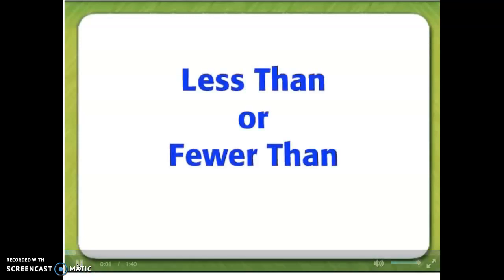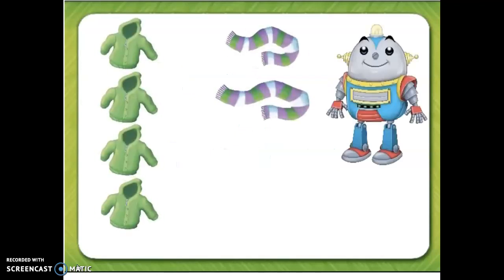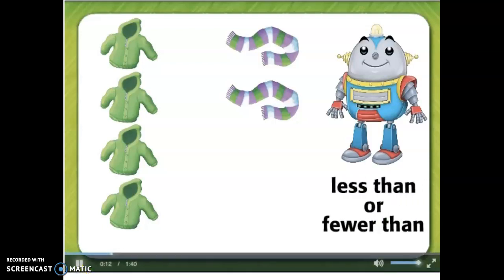less than, or fewer than. Matthew Cantu wants to compare this group of jackets and this group of scarves. He wants to know which group is less, or has fewer objects.